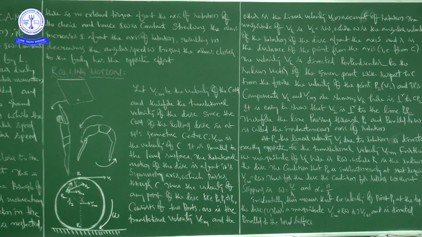Incidentally, this means that the velocity of point P1 at the top of the disc has a magnitude of VCM plus R omega, or 2 VCM, and is directed parallel to the level surface. This condition you can also apply to all rolling bodies.